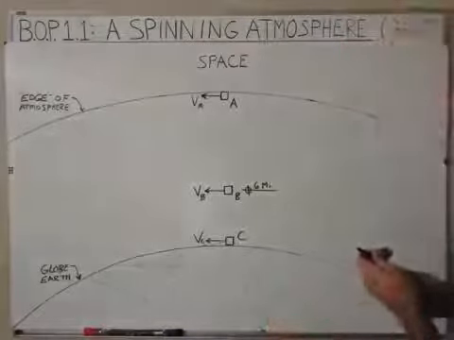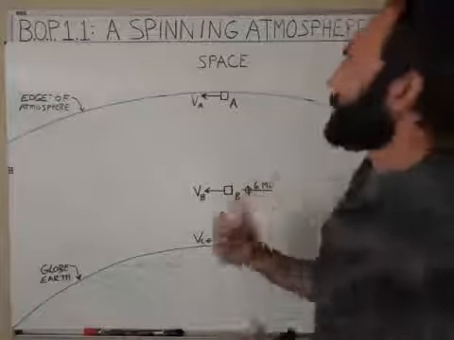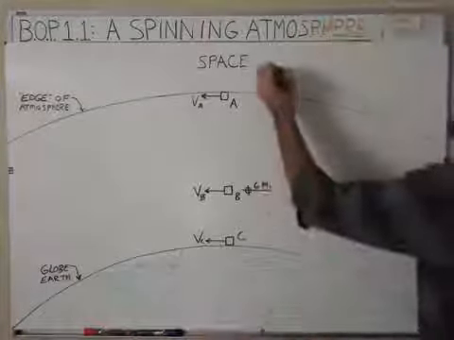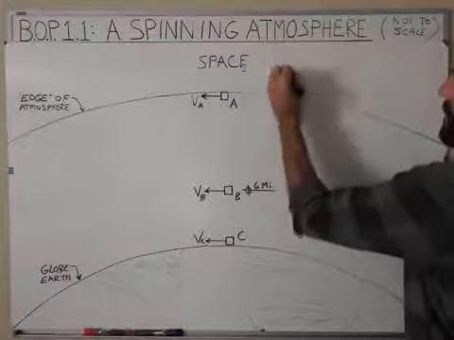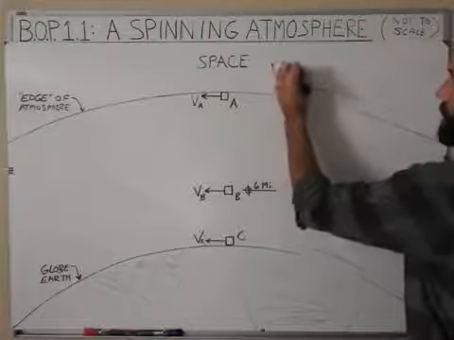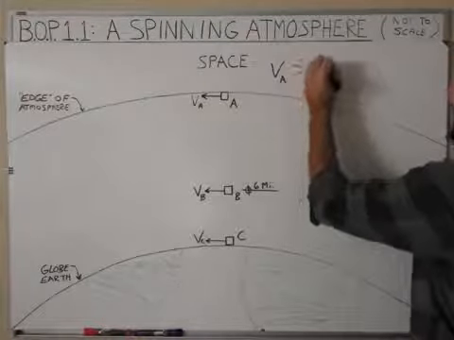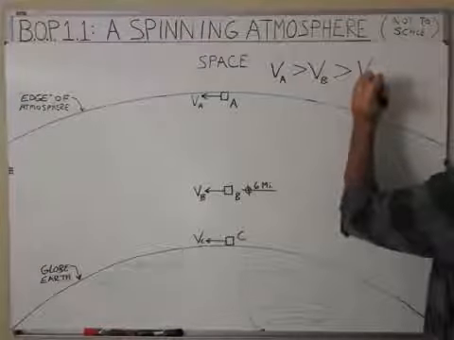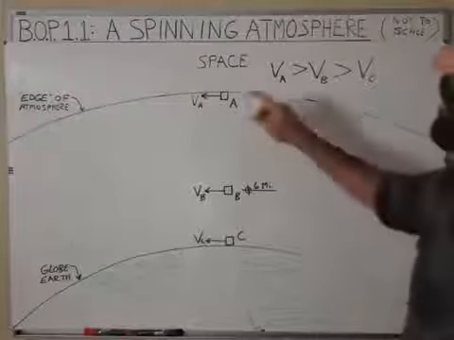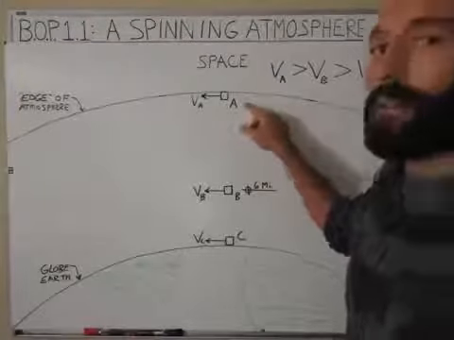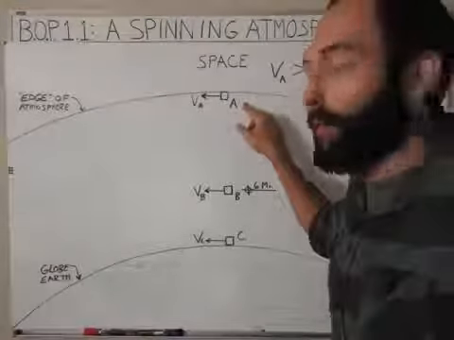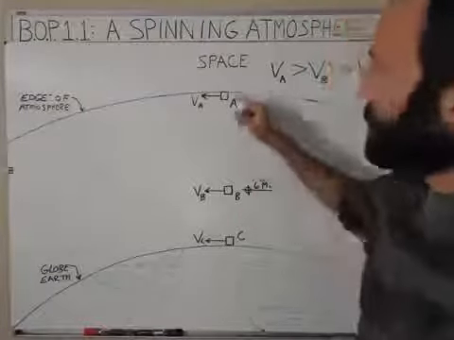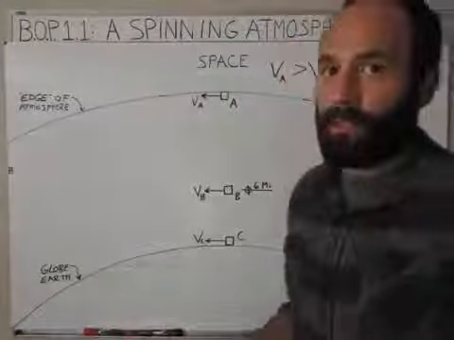So right off the bat, since we know the velocity is equal to distance divided by time, we can say that VA, the velocity of point A, is greater than the velocity of point B, which is greater than the velocity of point C. Because point A has a longer distance to travel in 24 hours than point B, and point B has a longer distance than C, because the circumference of their path is greater, right?